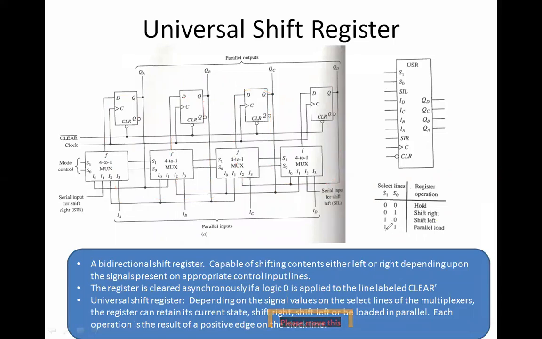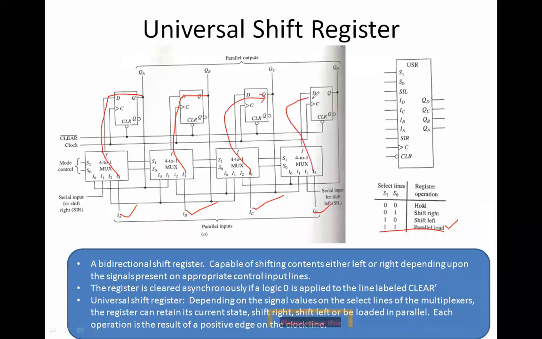Let us take the last case now, which is 1, 1. 1, 1 means it should select the I3 values, right? So I3 values are all direct. I'm giving my input A, input B, input C, and input D, which means it's a parallel load operation. So input A comes here, then goes to my flip-flop, mux output, then to my flip-flop. So it is loading. Similarly, here also it will come and load.